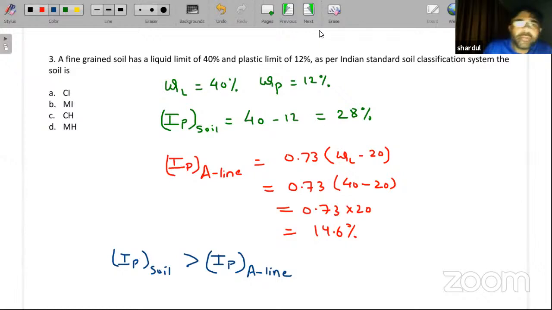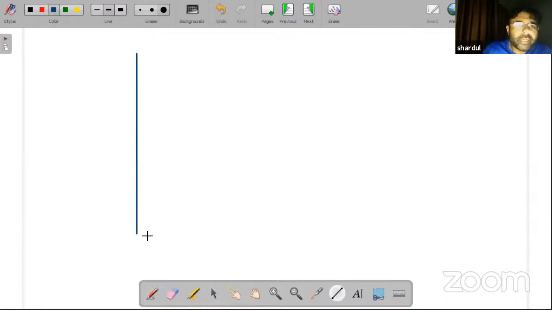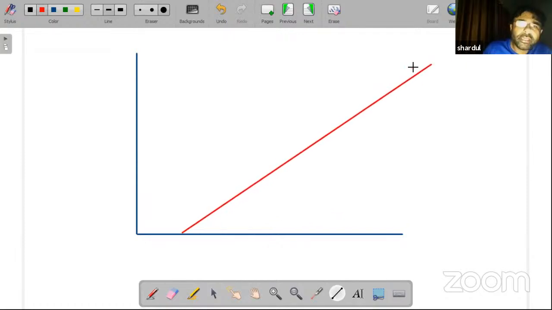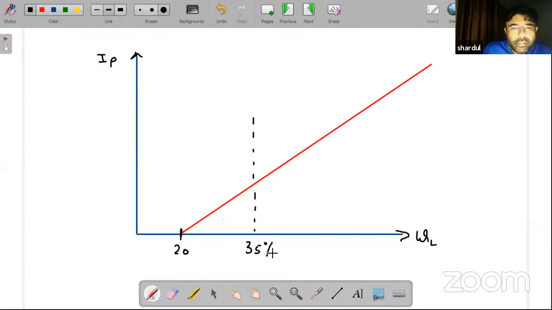And you must have studied this graph. That was the plasticity chart. This was a kind of a plasticity chart which you must have studied. This was your A line. This A line actually starts from a liquid limit of 20%. Here is the liquid limit and here is the plasticity index of the soil. Here comes another value of liquid limit, let us say that is 35%. And here comes another range of your liquid limit, that is 50%. This is your A line.